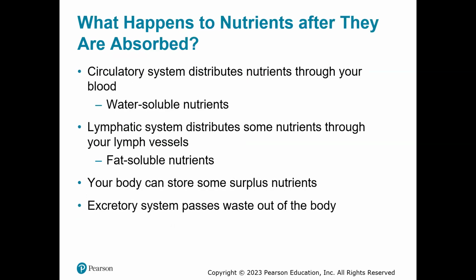Basically, what goes into the bloodstream is going to be water-soluble stuff, since the plasma of our blood is mostly water. So water-soluble substances will get absorbed directly into our bloodstream. And then fat-soluble nutrients are going to go into the lymphatic system and be distributed that way, or be sent to the liver for processing and then sent into the bloodstream.